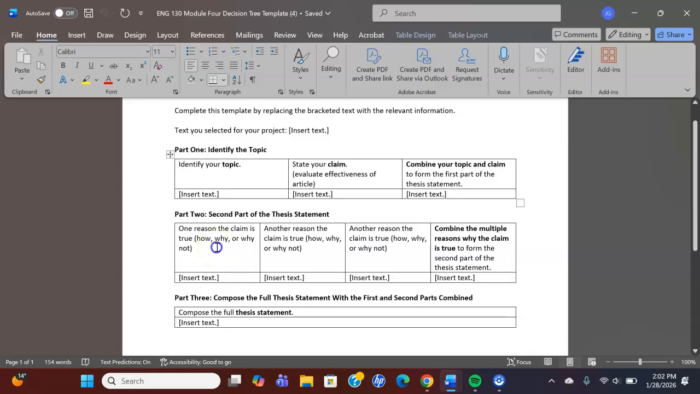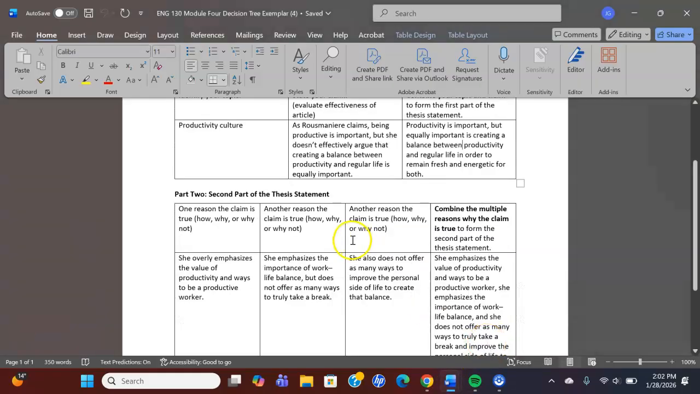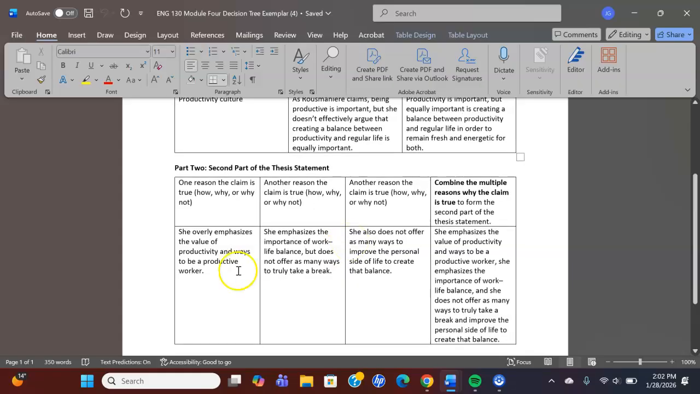So this will be one reason your claim is true, okay? So one reason the article is effective or ineffective. Okay, so is your article ineffective or effective, and why? So this will be your first reason why or why not. This will be the second reason why or why not the article is effective. And then you will have a third reason as to why the article is effective or ineffective. And then you will combine those three pieces. So let's take a look again here at the exemplar.